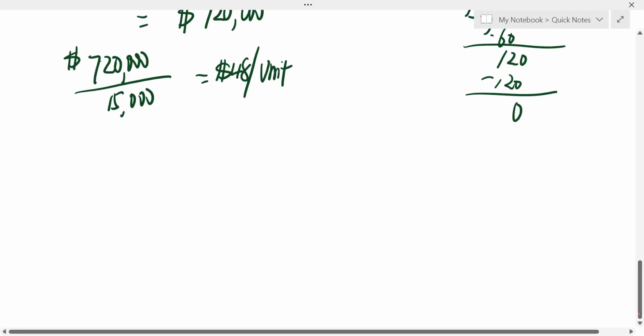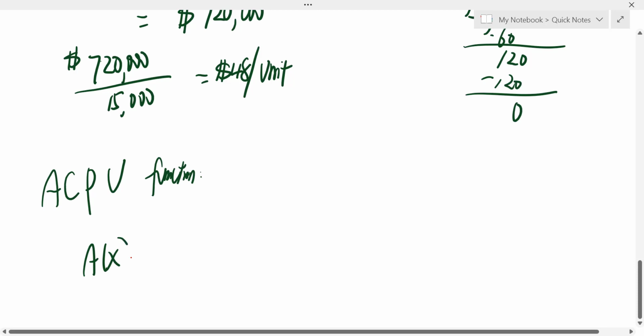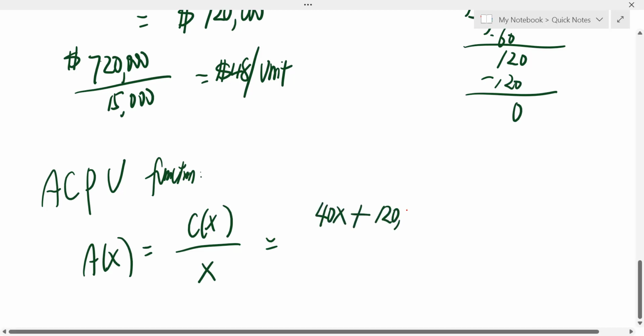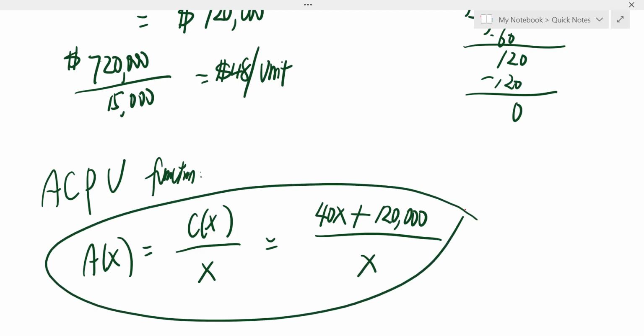We look at the overall picture, the average cost per unit function. It's A of x. So it should be the cost function divided by the units produced. The cost function is 40x plus 120,000, over x. And that gives us the average cost per unit at each production level. And that is everything on section 1.8. You can look into the exercises in the back of the class book to become familiar with the concept.